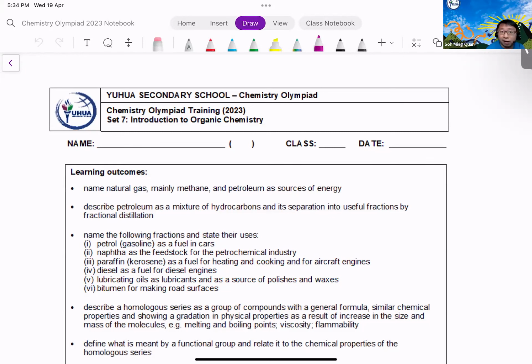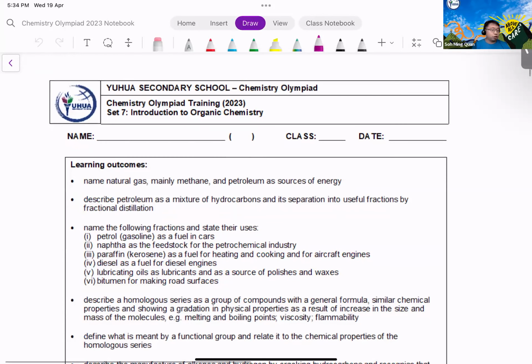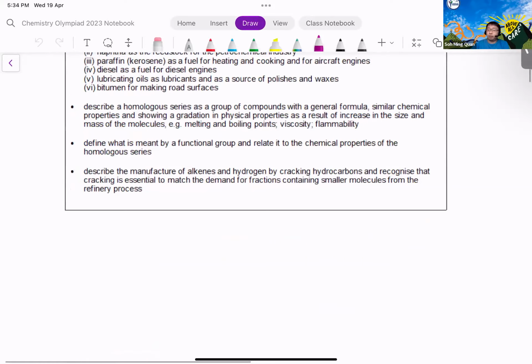In fact, many of my Sec 4 students, when they took part in Chem O last year, they would have done this as well. I hope they still remember it. Okay. Chemistry Olympiad allows you to have a head start into the topics so that you can learn them better in Sec 4 as well. All right. So moving on, let's move straight to page 2 of set number 7.